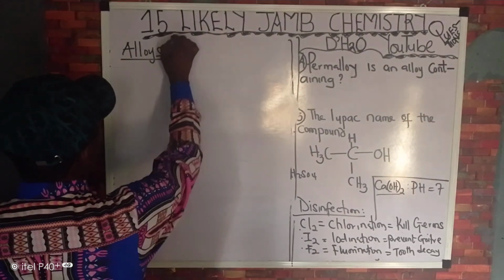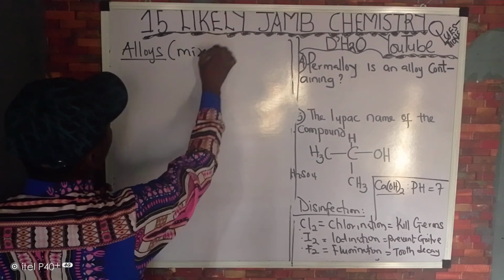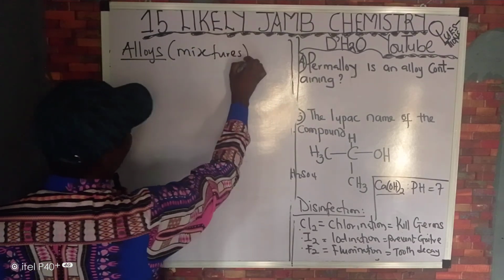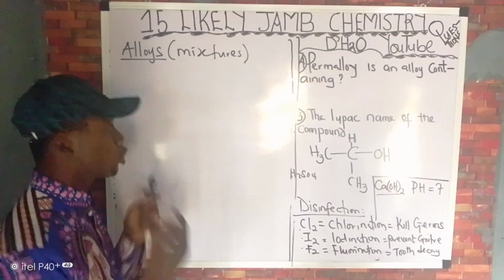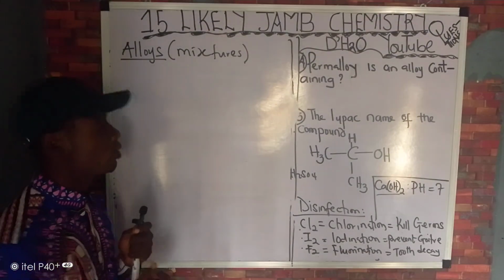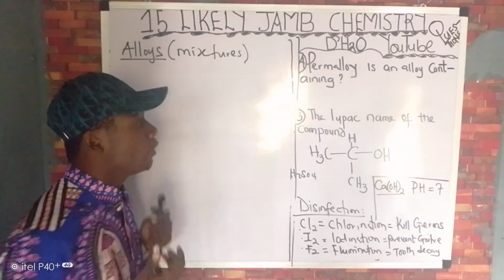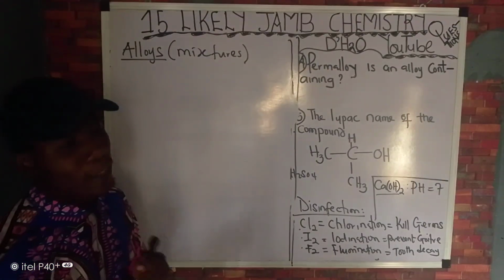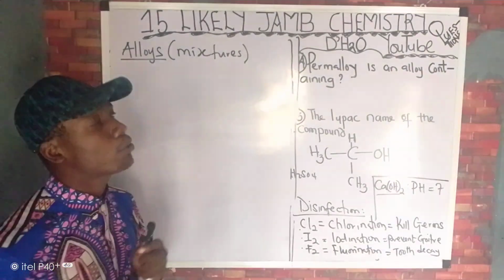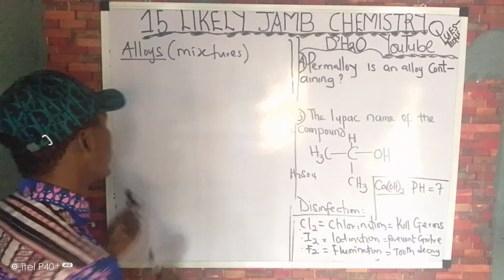Alloys are not compounds. Alloys are what? They are mixtures. Take note of that. Alloys are not compounds. Alloys are mixtures. And if alloys are mixtures, what do they contain? They usually contain two or more metals. Now, what are these metals? We have different types of alloys and their constituents.